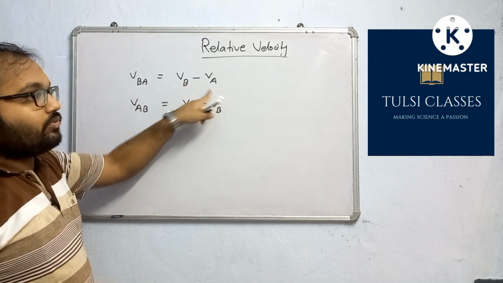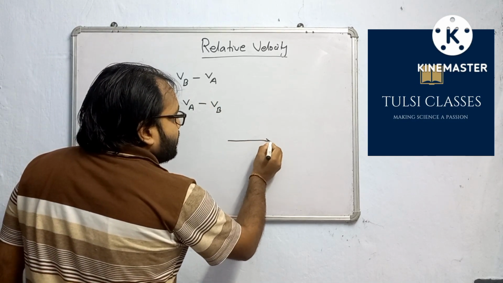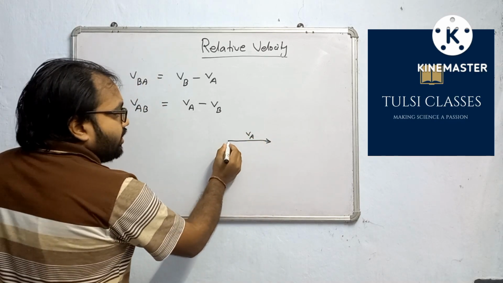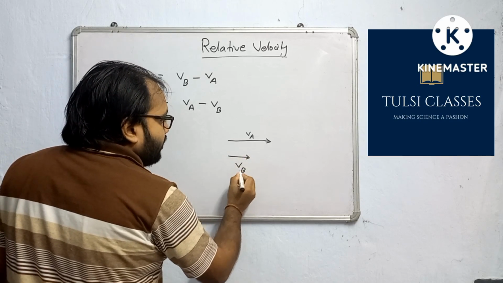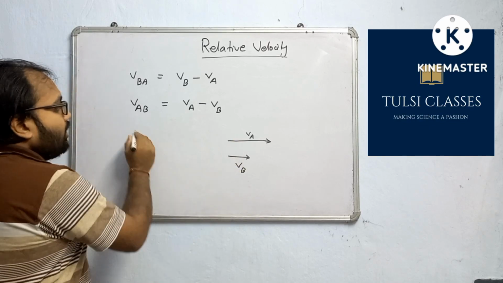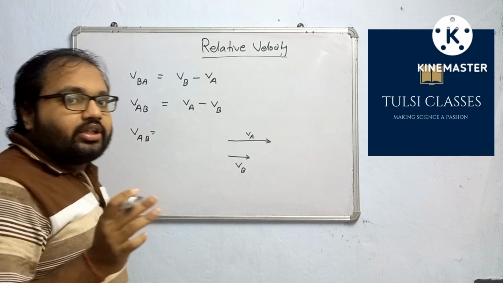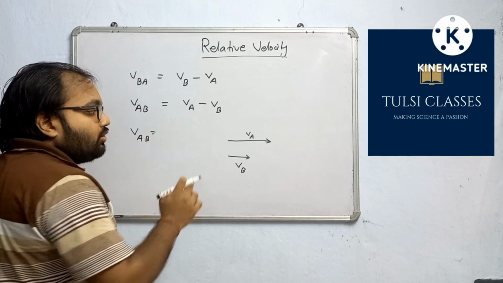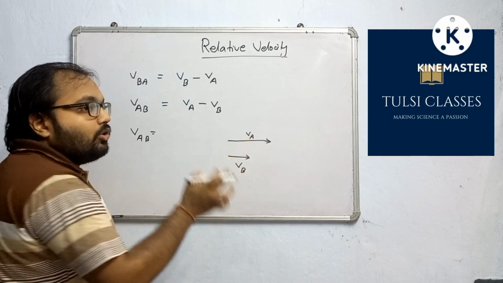Even if you forget the formula in the exam, that V_BA is equal to V_B minus V_A or V_A minus V_B, one trick I am telling you. Suppose this arrow represents vector velocity of A and this arrow represents velocity of object B, V_B. So two vectors I have drawn, V_A and V_B. Now if I will ask velocity of A with respect to B, what does this mean? Velocity of A with respect to B means B must not be in motion.